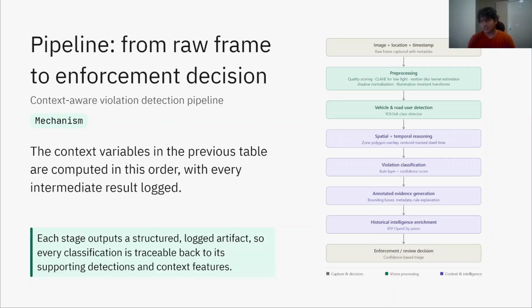Now, let's come to the more technical parts of this. After that, the violation classification is done, which gives us a rule-based result. After that comes the historical intelligence enrichment. BTP has its own data. That data is used to compare the violation, and we can form a sort of statistical analysis based on that. After all this, the model gives us a confidence score of how confident it is about whether it is a violation or not.